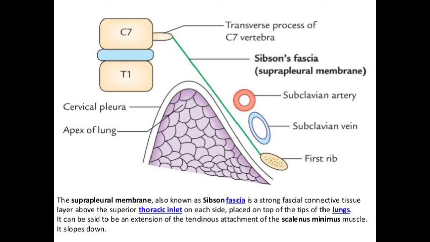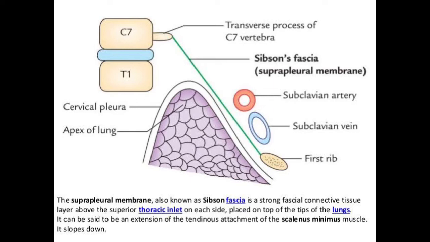medially it is merging with the mediastinal pleura, posteriorly it is attached to the transverse process of 7th cervical vertebra, inferiorly it is attached to the dome of the cervical pleura of the lung, superiorly it is related to the structures at the base of the neck, for example the subclavian vessels. These are the attachments of the Simpson's fascia.